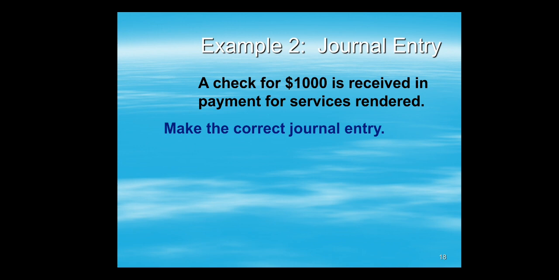Equity increases. The account is revenue account. The amount is $1,000. So the effect of this transaction on the accounting equation is asset cash increase $1,000. No effect on liability. And equity increases $1,000.